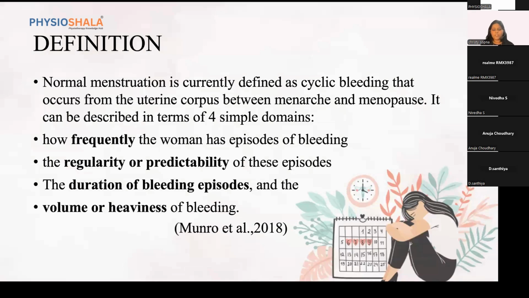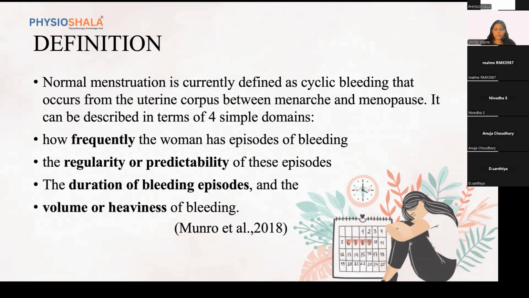The next one is the duration of the bleeding, whether she is getting 5 to 7 days of bleeding. If it is more than 7 days, 15 days or 20 days, that is also abnormal. If she is getting only spotting, or bleeding for only 1 day, or only 2 days, that also comes under irregular menstruation.